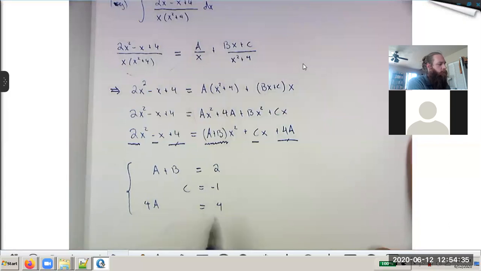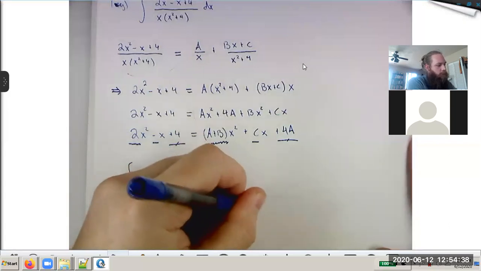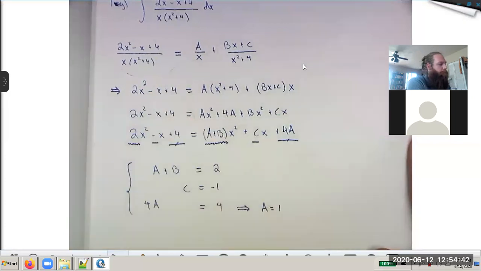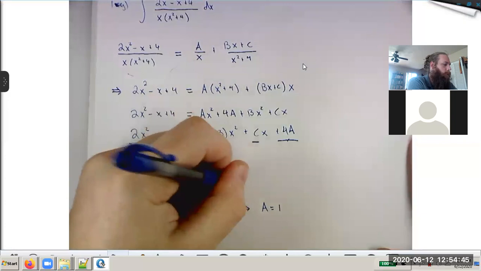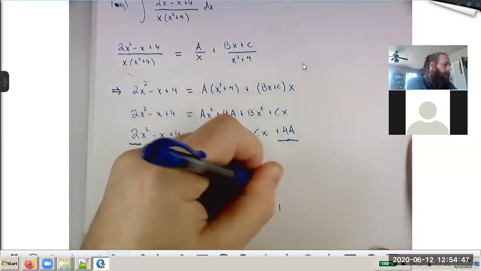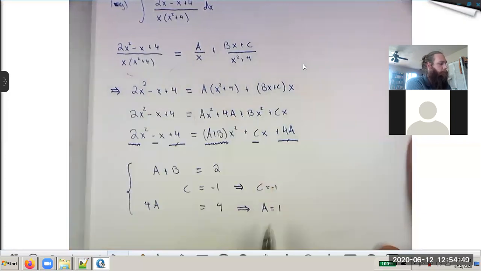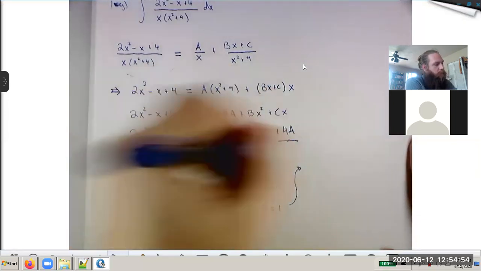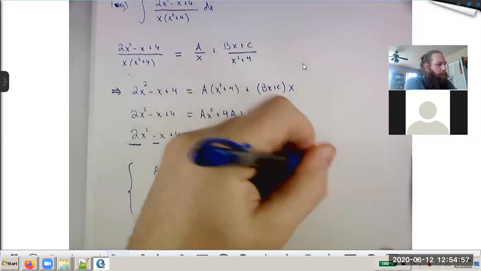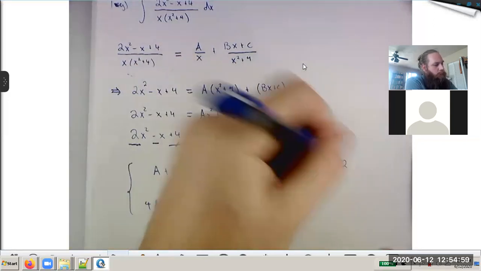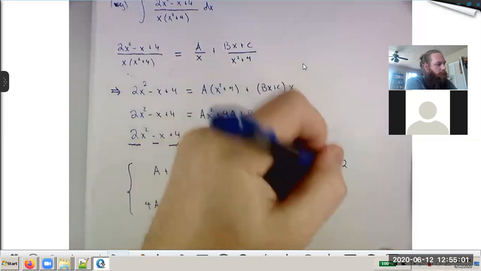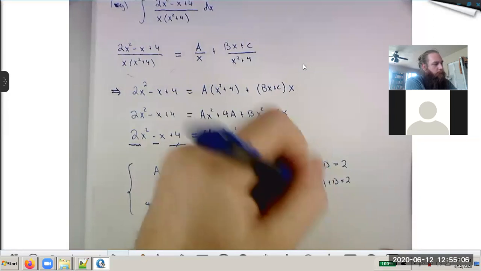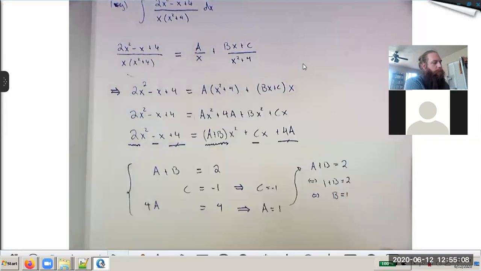Since 4a equals 4, I can get a right away. A has to be 1. Also, this guy told me right away that c is -1. And if I plug this back here, that tells me a plus b equals 2 is the same as saying 1 plus b equals 2, which is the same as saying b equals 1.